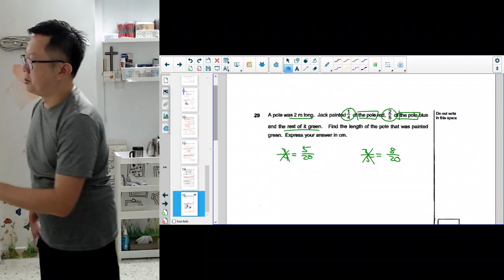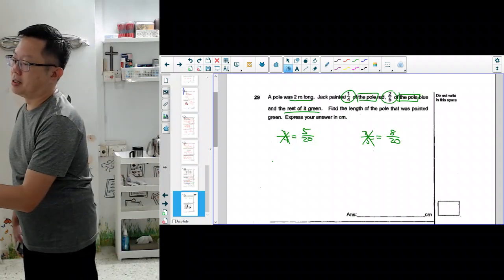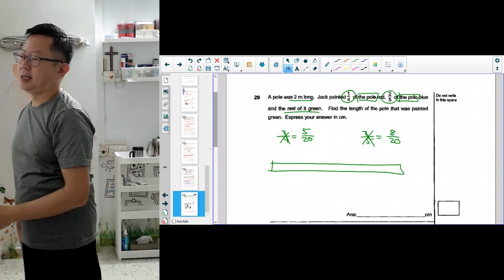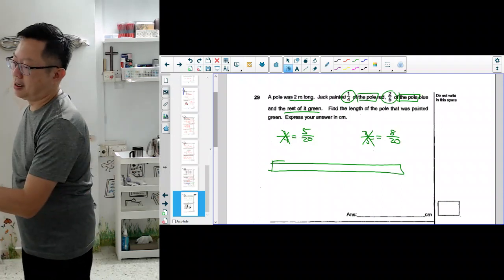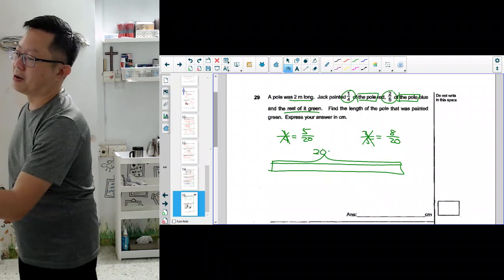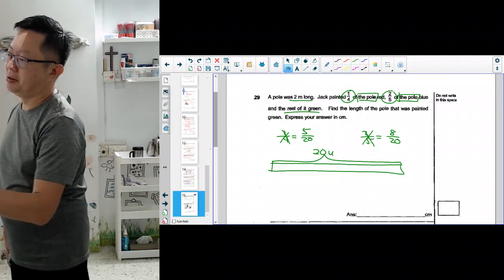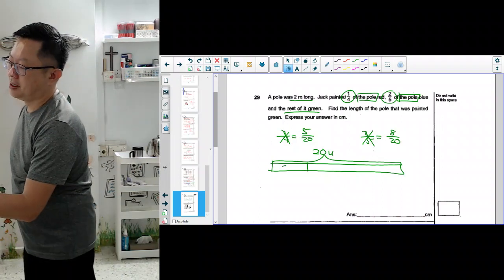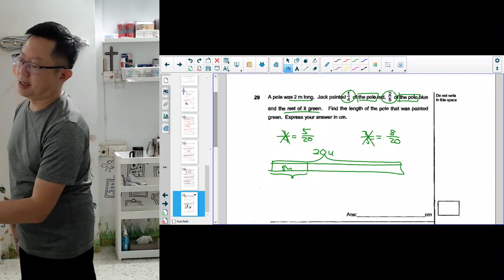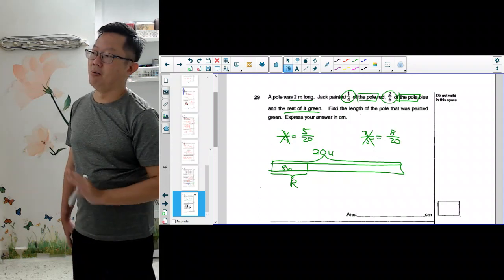So I draw a rectangle, which is what the fraction is talking about. So the fraction is talking about the pole. So I draw a rectangle, which is the pole, and I cut into 20 boxes. But there's too many boxes to cut, so I don't cut it into 20 boxes. I cut it into 20 units. And Jack painted 1/4, which is how many units? Which is 5 units. So I cut one box, and that is your 5 units, and that is red color. So Jack painted 1/4 of the pole red, which is 5/20.